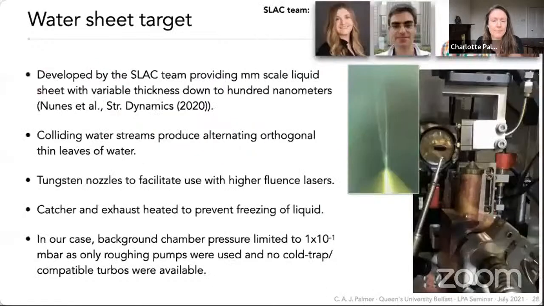For the last few days of the experiment, we also tested a water sheet target provided by Siegfried Glenzer's group at SLAC. And so that can provide millimeter scale liquid sheets with variable thickness down to hundreds of nanometers, very similar to the Ohio sheet.